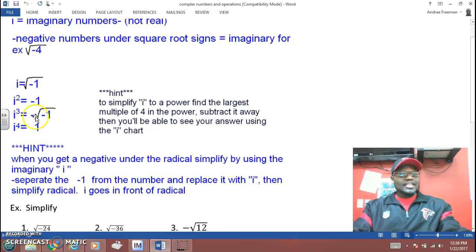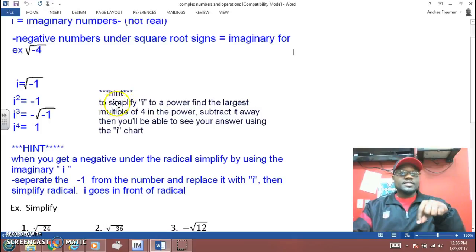Another thing, another way to write i cubed is negative i. So you can write out here i cubed equals negative i. That's another way to write i cubed. You'll see that a lot. In fact, it's probably the way you see it the most. So another thing you need to write here is negative i, equals negative i.